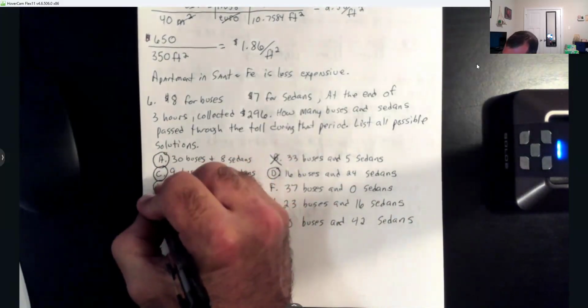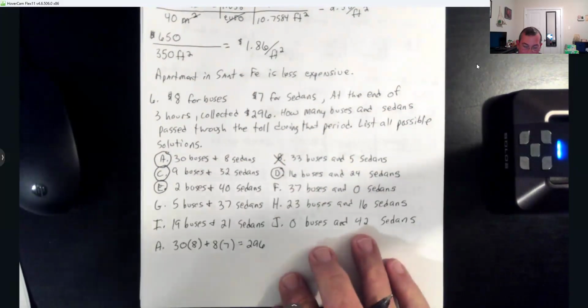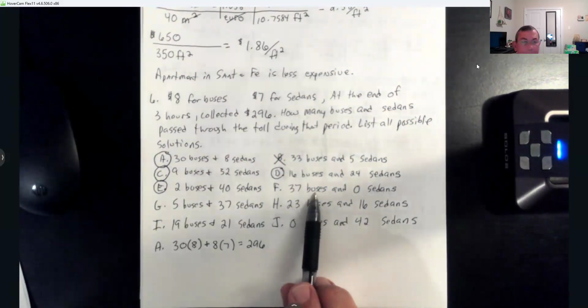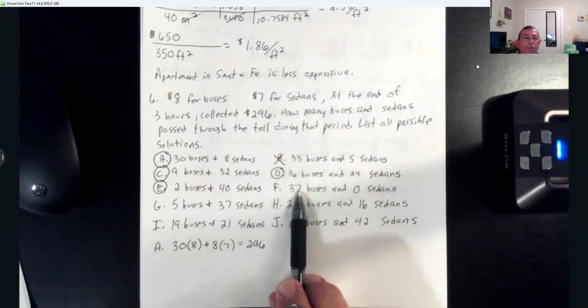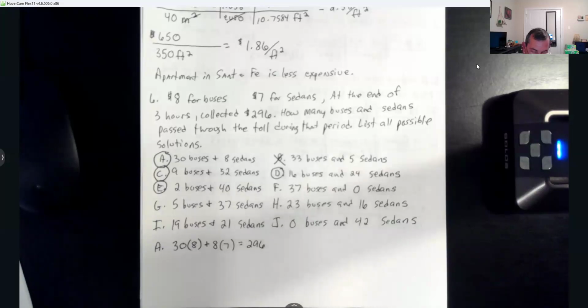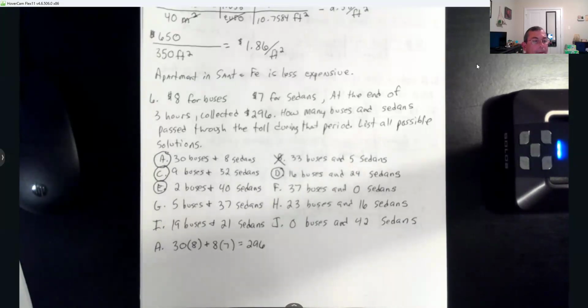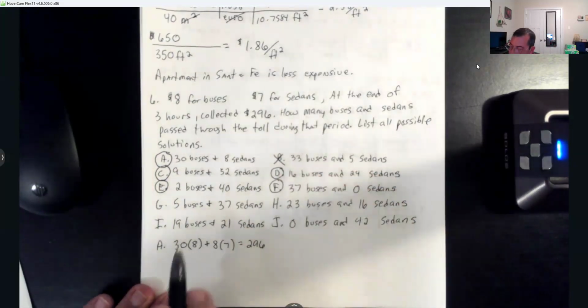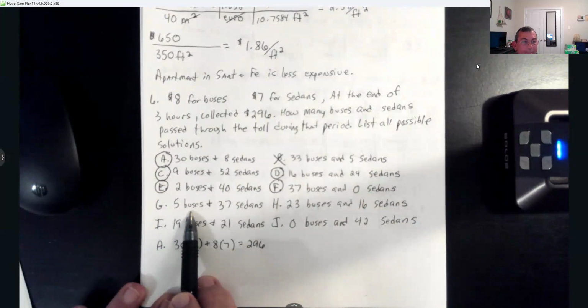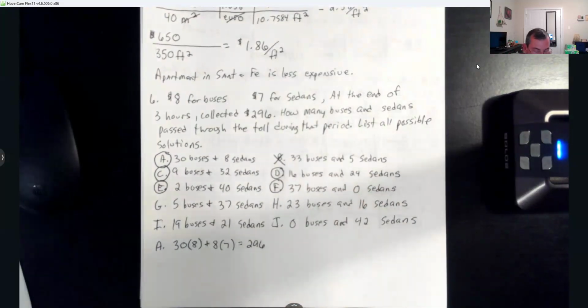That's a good job. I got 296 on that one. F, 37 buses, 0 sedans. So it looks like all y'all gotta do is multiply that 37 times 8 on that one. So it looks like I'm getting a yes on that one. So F is good. All right, y'all, G, 5 buses, 37 sedans.